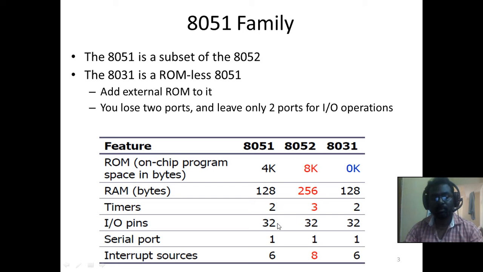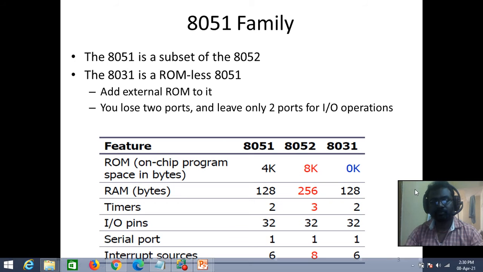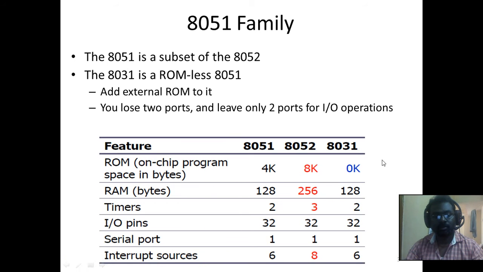Then coming on to input output pins, there are 32 input output pins. That is, it has 4 input output ports in 8051. Then it has one serial port. These 4 input output ports are parallel ports, comprising 32 pins, and we have one serial port, and we have 6 interrupts.